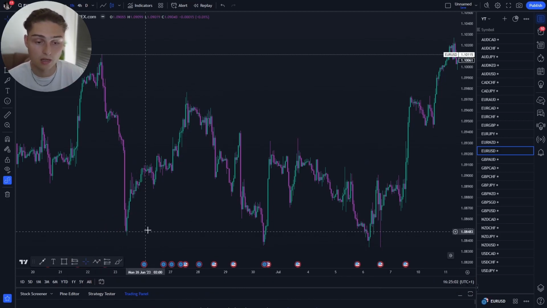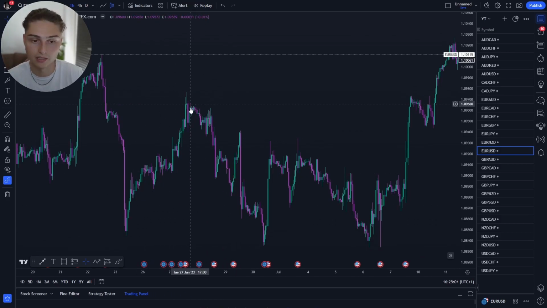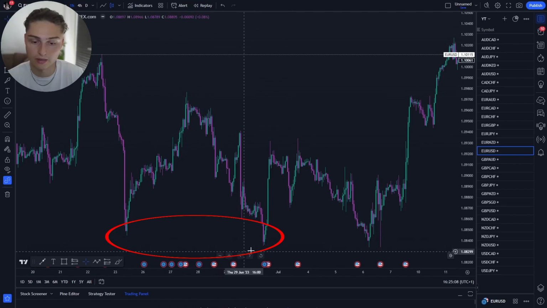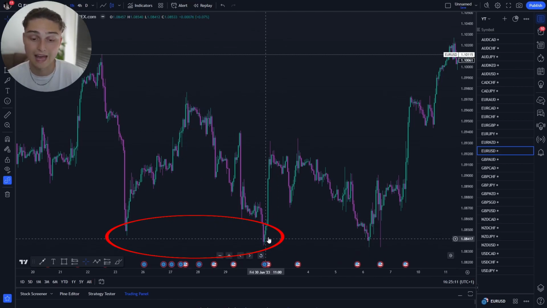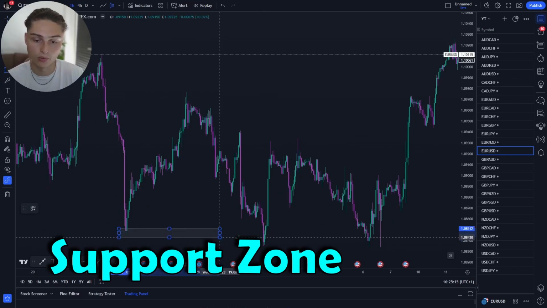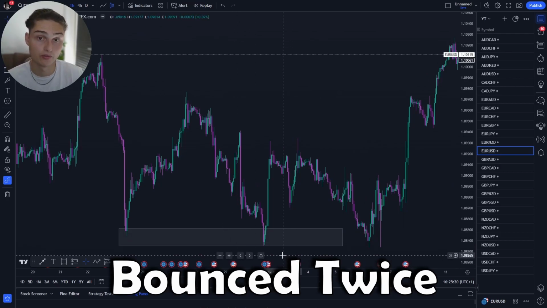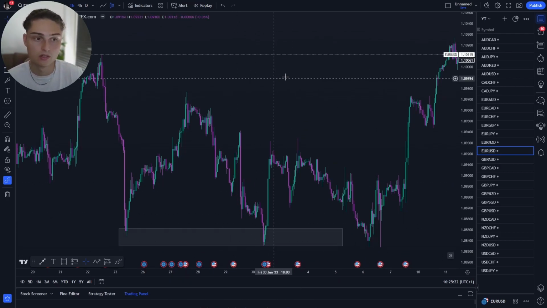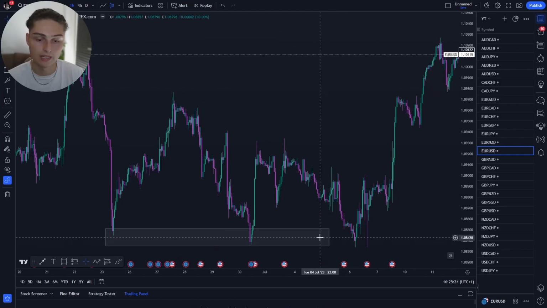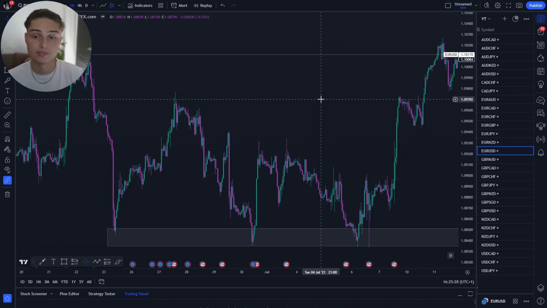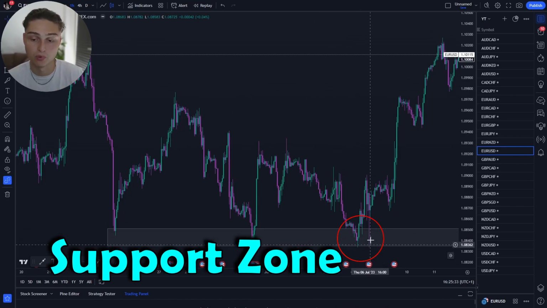However, when price comes down again, after making the big move up, to around the same area, as you can see here, and then makes another big move up, we can now label this a support zone, because price has come to this level more than once and bounced both times consistently. So what we can then do is extend this line out like that, and next time price comes to this area, we can take a trade off a bounce from the support zone.